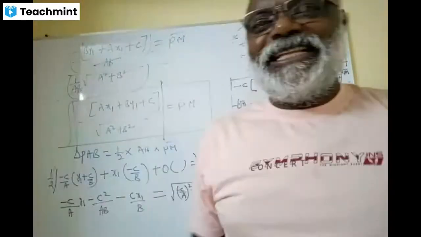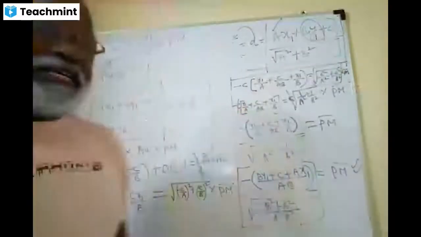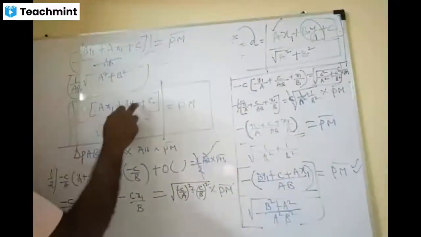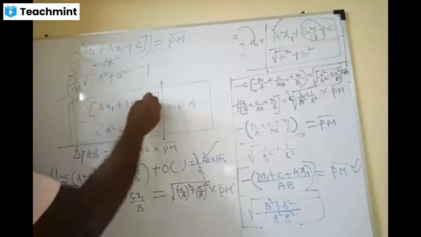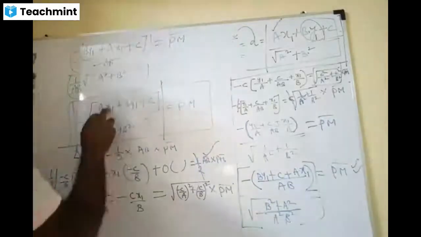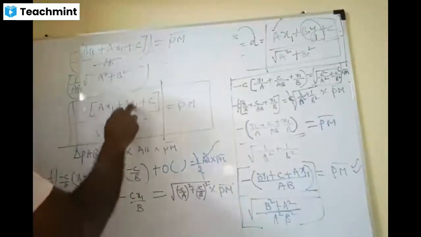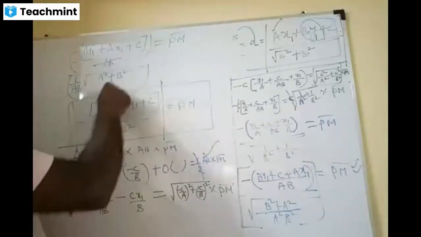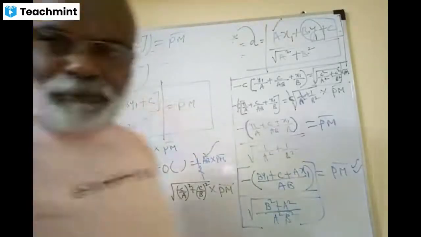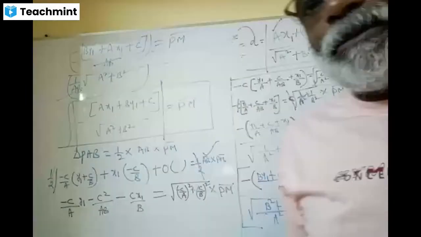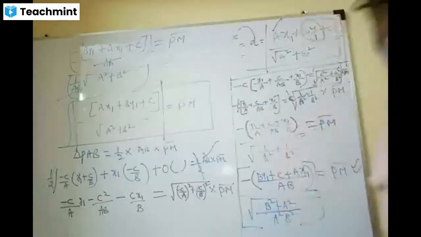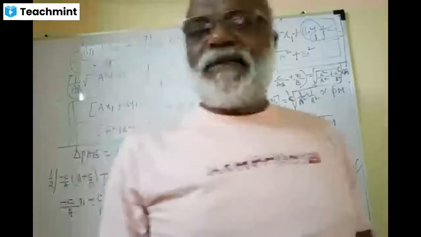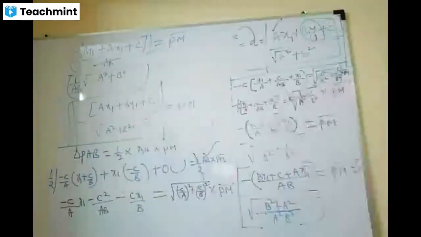So this is the formula for the distance of a point from the line AX plus BY plus C equals 0. The point is X1, Y1, and in the denominator, the root of A square plus B square. Clear? Please note it down. I think we can complete the other one also. Come on, take it now.